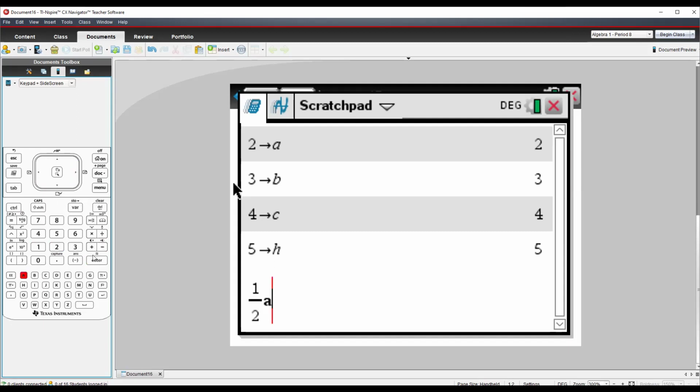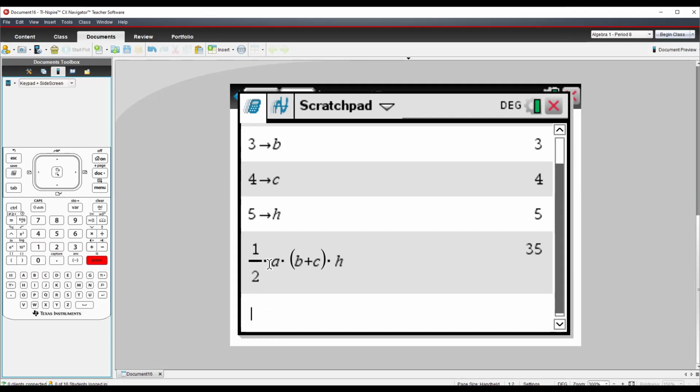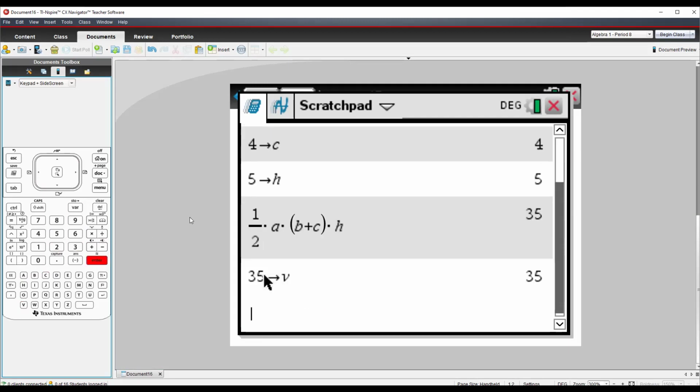Now remember, you got to put some multiplications in here because you got all these letters. So this is going to be parentheses, B plus C, then parentheses, and then I'm going to put another times, and this is times H. So that would be the volume. If we take all those numbers and put them in, I'm going to store 35 into the letter V. Now, what I've done is I've made an equation where the left-hand side is equal to the right-hand side.